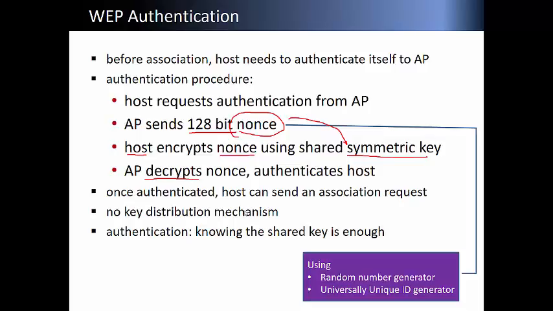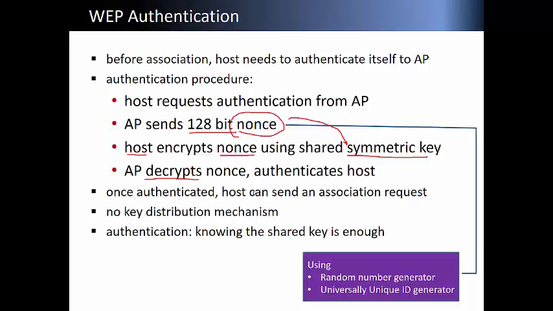Once authenticated, the host can send the association request, with no key distribution mechanism, and in this way authentication and association are done. Once authentication and association are done, we have trust. Now we are ready to communicate. After that, you need to send out the message. When you send out the message, that is the point that we need to encrypt. So encryption comes after this.